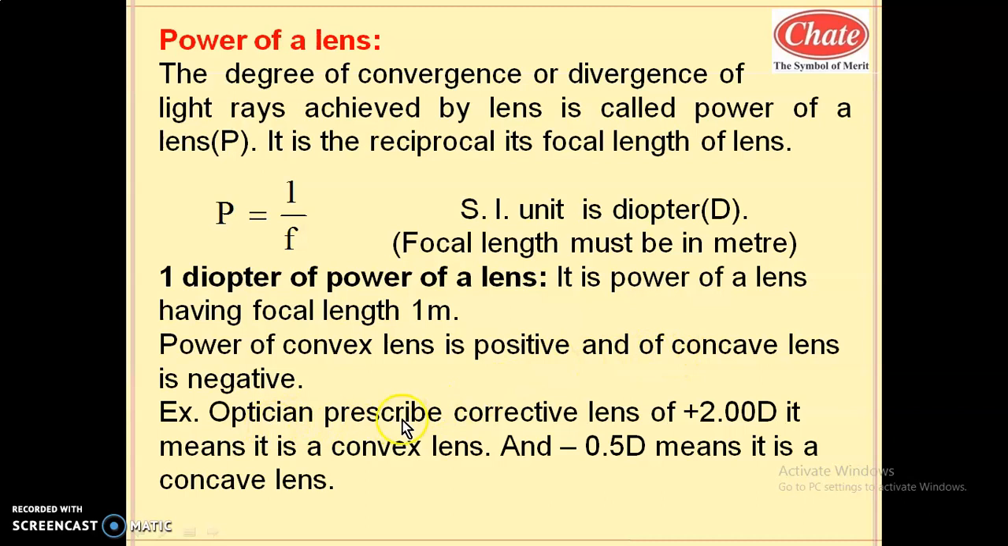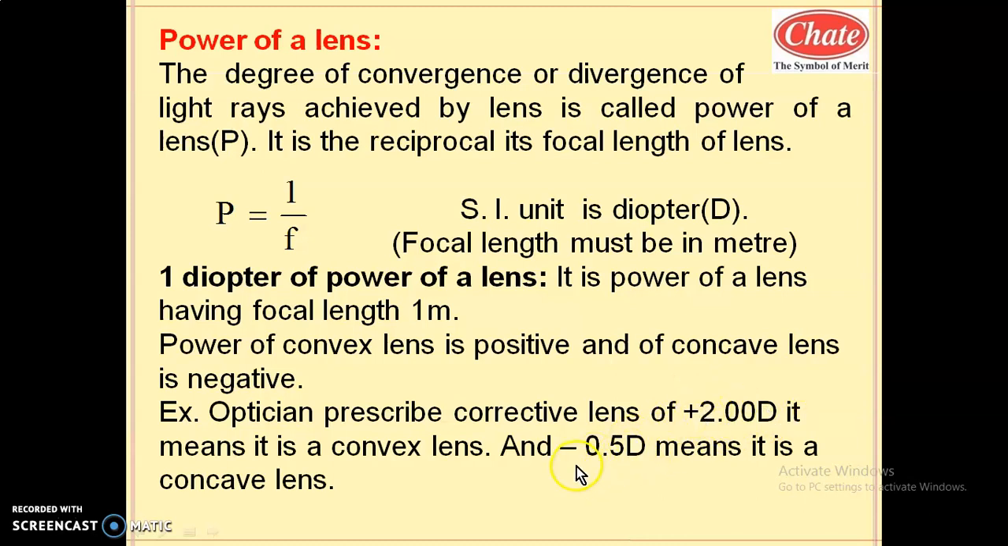Now opticians prescribe the corrective lens for your spectacles with such signs, plus and minus. They are also not writing this unit. This unit in their prescription we have to consider as diopter. In our physics we write every physical quantity with a proper unit. So in the prescription the unit is not given, but the unit is this diopter.